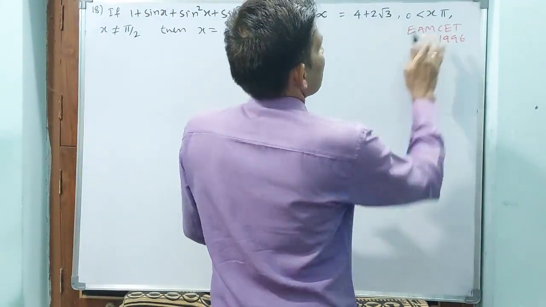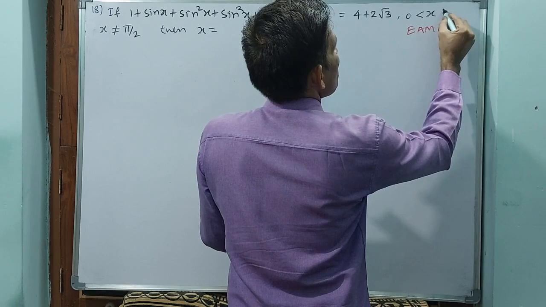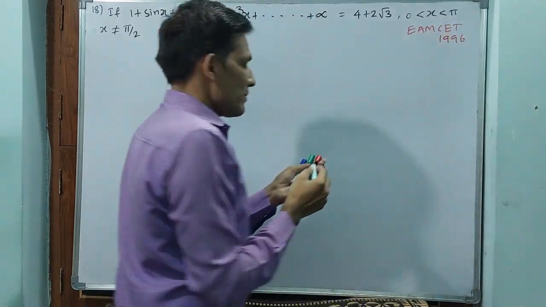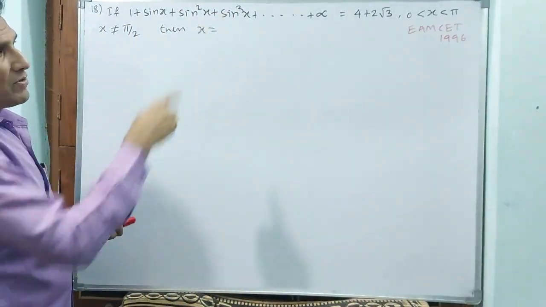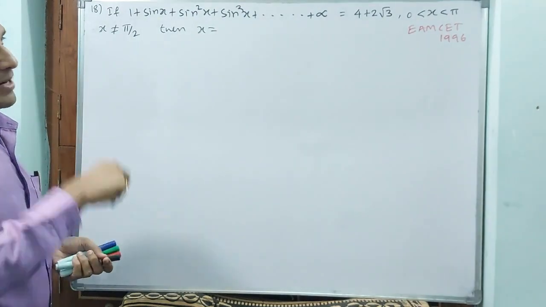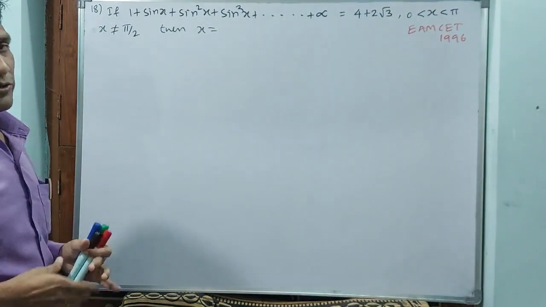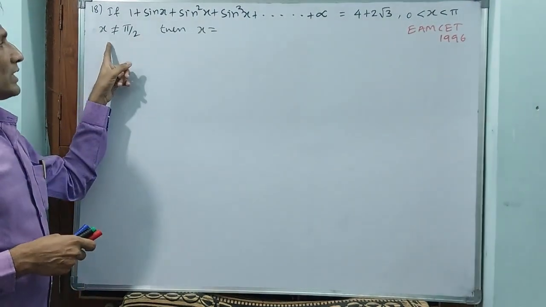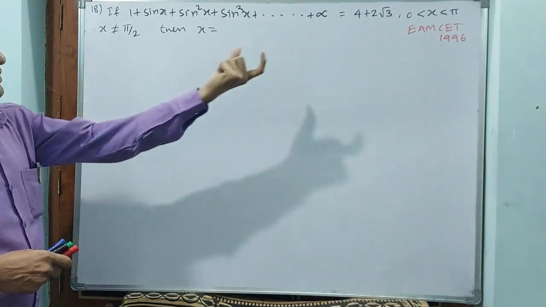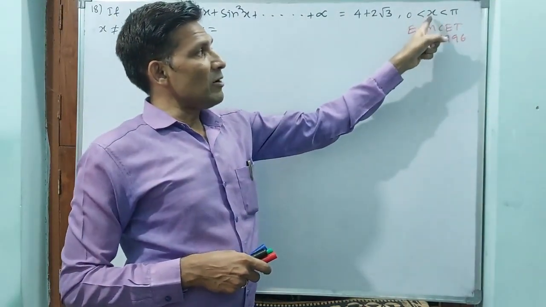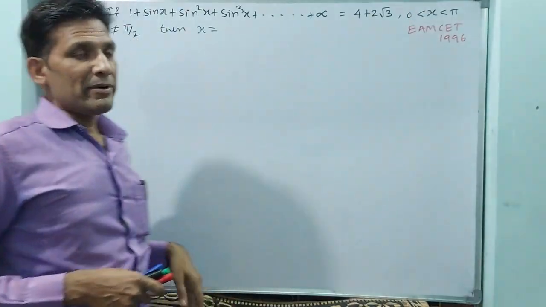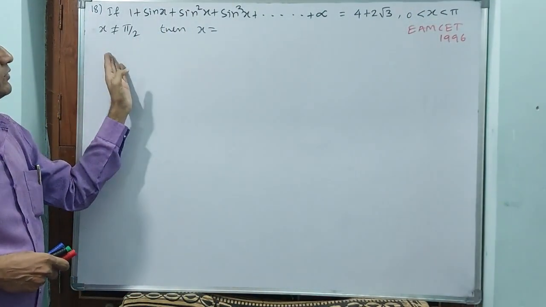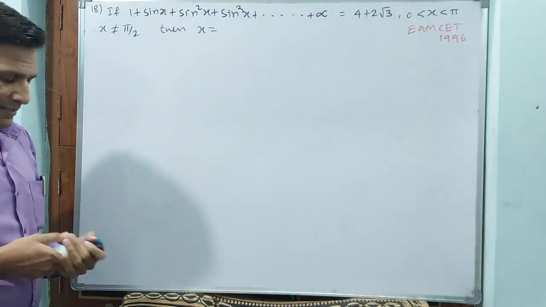Let me write properly. X should be greater than 0 but less than pi. That means equal to is not there. Observe carefully: greater than 0 but less than pi, not equal to 0 or pi. And also x is not equal to pi by 2. Within this, the center value will come. 0 to pi means in between, pi by 2 will come, but pi by 2 should not be taken. That is also given. Then what is the value of x, they are asking?